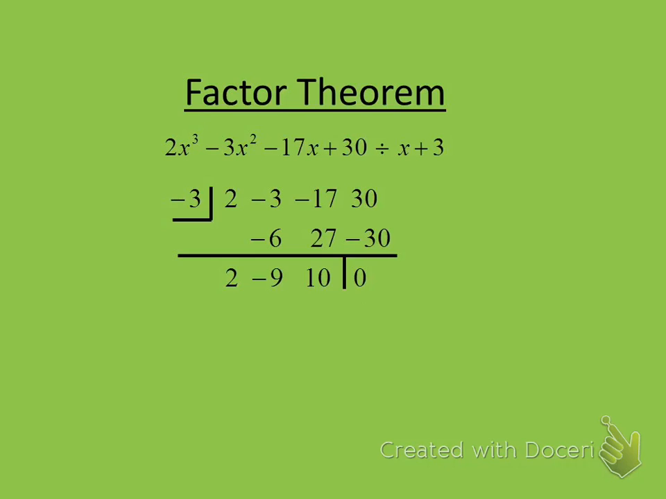When you divide evenly by a number in number world, you get a remainder of 0. Here, we got a remainder of 0. Now, when we rewrote these last semester, you would always drop down one exponent, right? You'd get 2x squared minus 9x plus 10. Since you've got a remainder of 0, that tells you that x plus 3 divides 2x cubed minus 3x squared minus 17x plus 30 evenly.